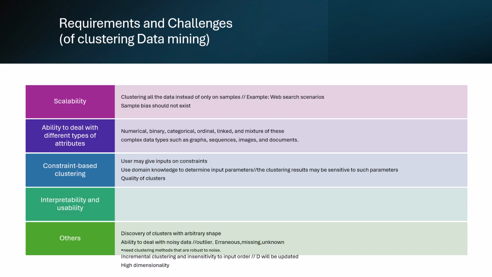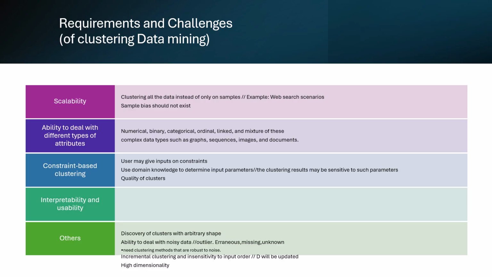Constraint-based clustering. Real world applications may need to perform clustering under various constraints. Suppose that your job is to choose the locations for a given number of new automatic teller machines in a city. To decide upon this, you may cluster households while considering constraints such as the city's rivers and highway networks and the types and number of customers per cluster. A challenging task is to find data groups with good clustering behavior that satisfy specified constraints.